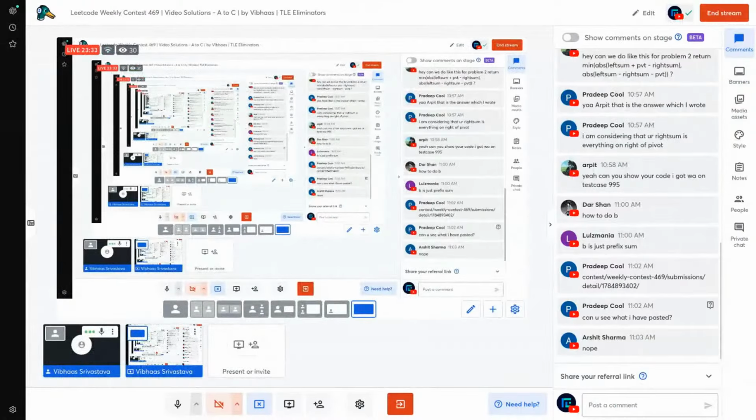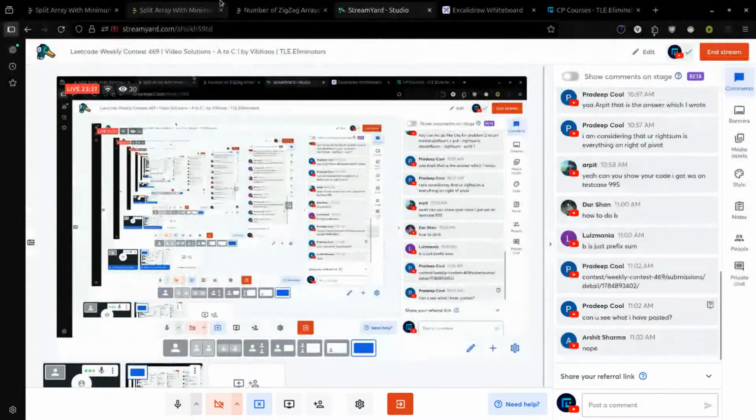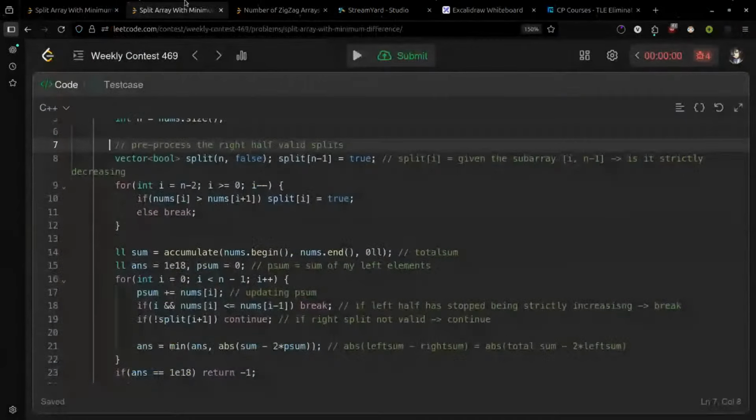Does this make sense, Arpit? And whoever had some doubt with B, please put on the chat if you have any further doubts with this.